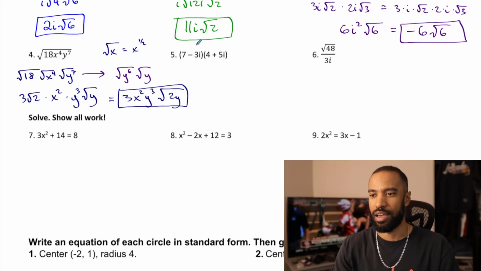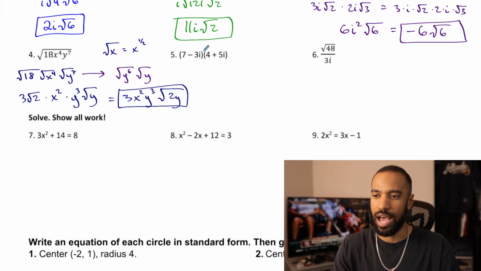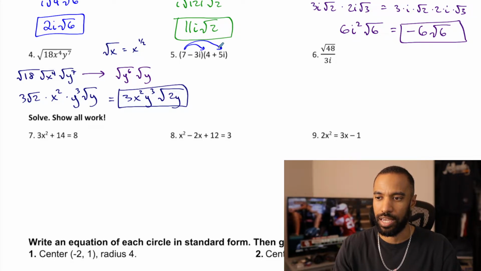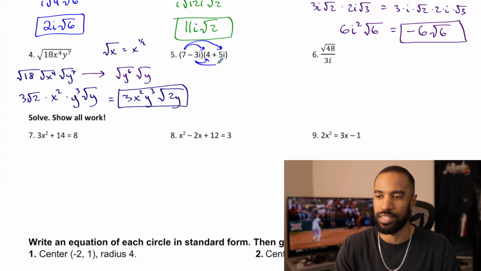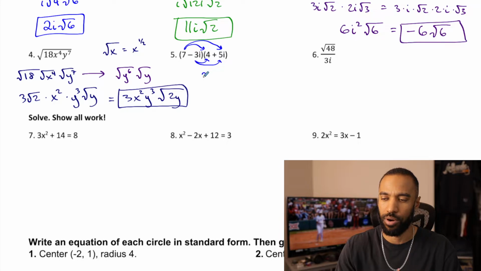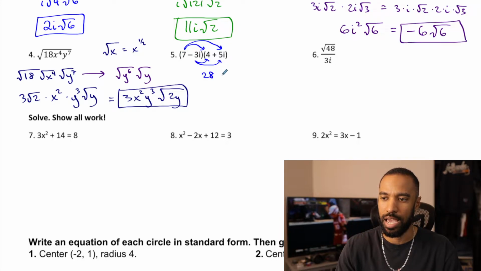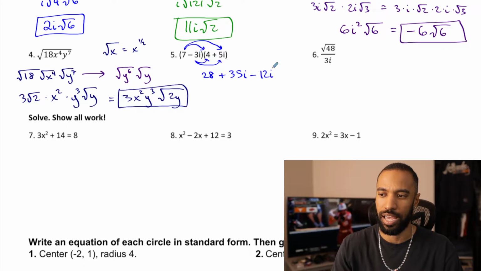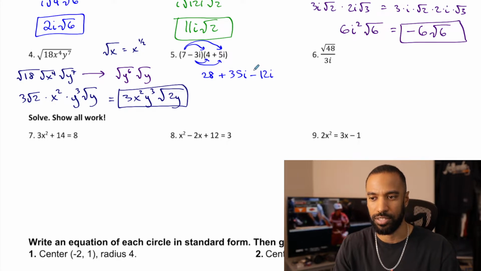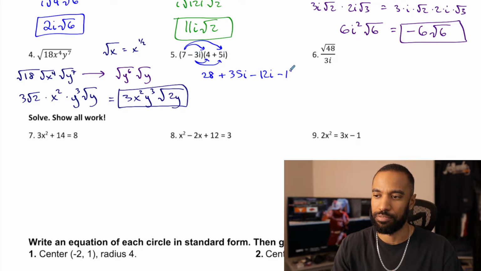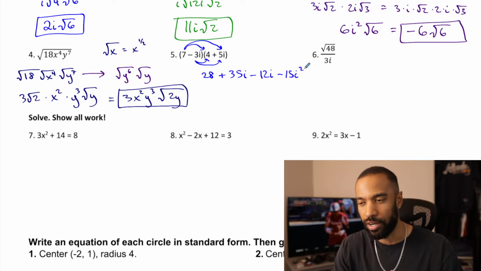Number 5, we have 7 minus 3i times 4 plus 5i. This is foiling, guys. Distribution. First, outside, inside, last. Multiply these, see what comes out. 7 times 4 is 28. 7 times 5i is 35i. You add these. Negative 3i times 4 is negative 12i. You add it. Why did I subtract? Because I added a negative. Negative 3i times 5i is negative 15i squared.